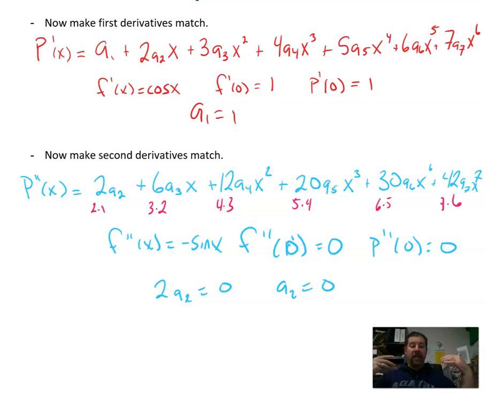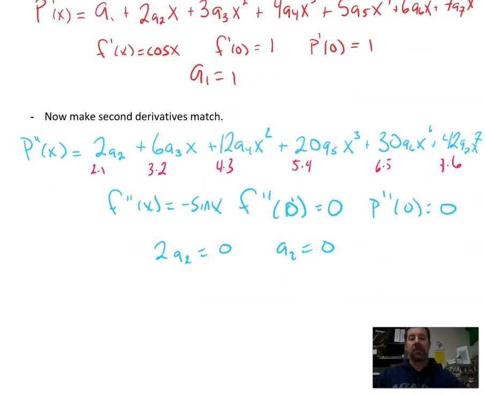And now we're going to do this. We still got to do the third, fourth, fifth, sixth, and seventh derivative. That's going to be a little grinder as we get through this. But now let's make our third derivatives match.